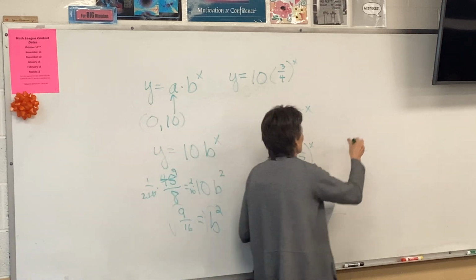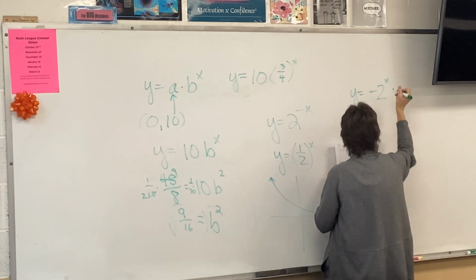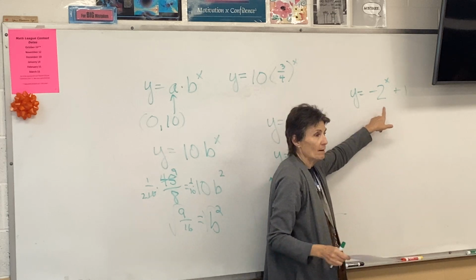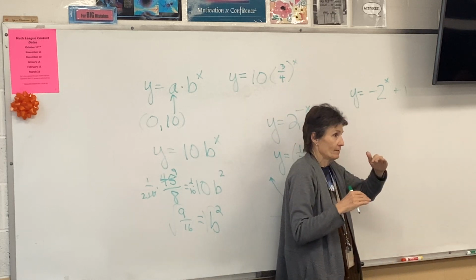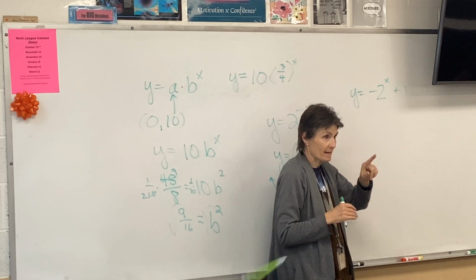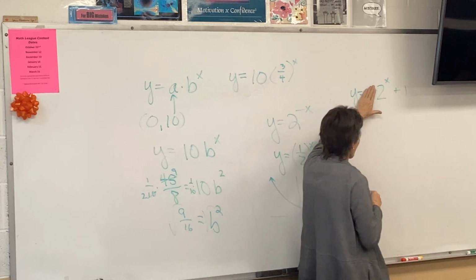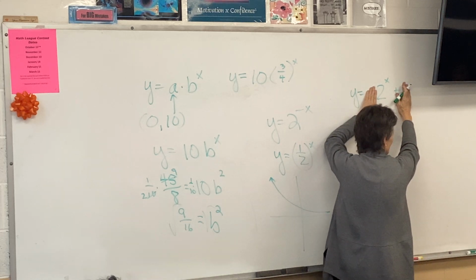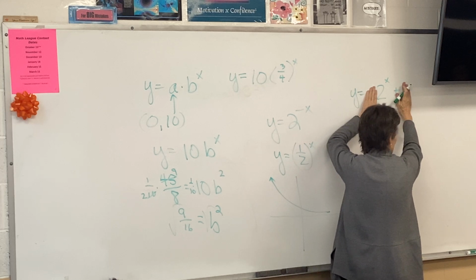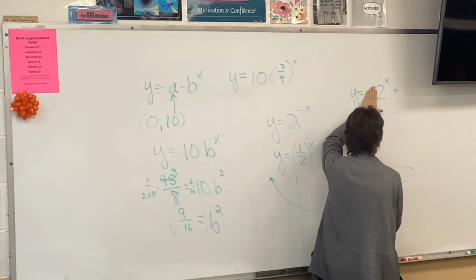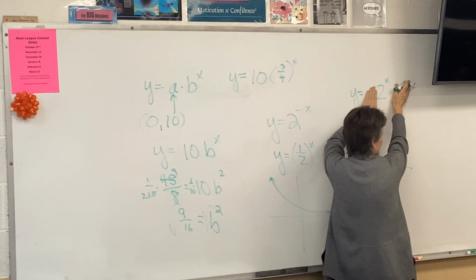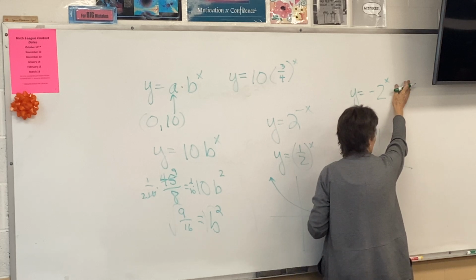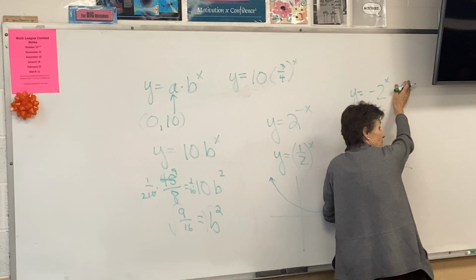All right, how about this one? Negative 2 to the x plus 1. Now, guys, this does not flip, or this does not become 1/2. It's not the exponent that's negative. If that weren't there and that weren't there, what does y equals 2 to the x look like? It's growth, isn't it? Yeah. Okay, so what's that do to it? Negative. Flip it upside down.